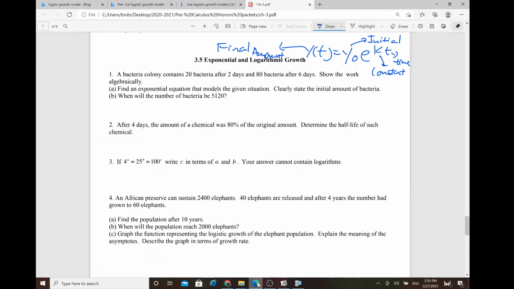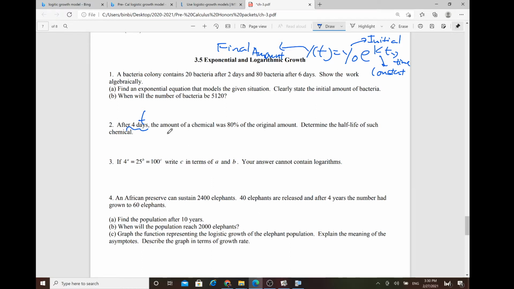So now to look at the other one. So after 4 days, the amount of chemicals was 80% of the original amount. Again, using the same kind of model. So after 4 days, so the time, and then the amount of chemicals was 80%, so it looks like this one's going to be exponential decay. And determine the half-life of such chemical.